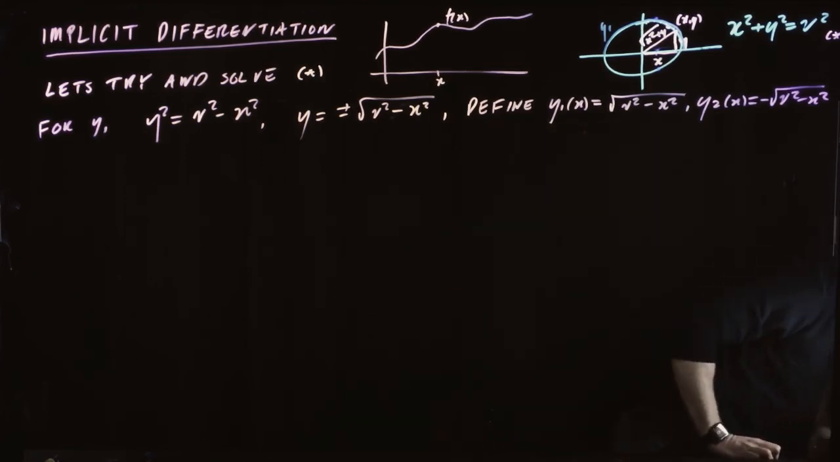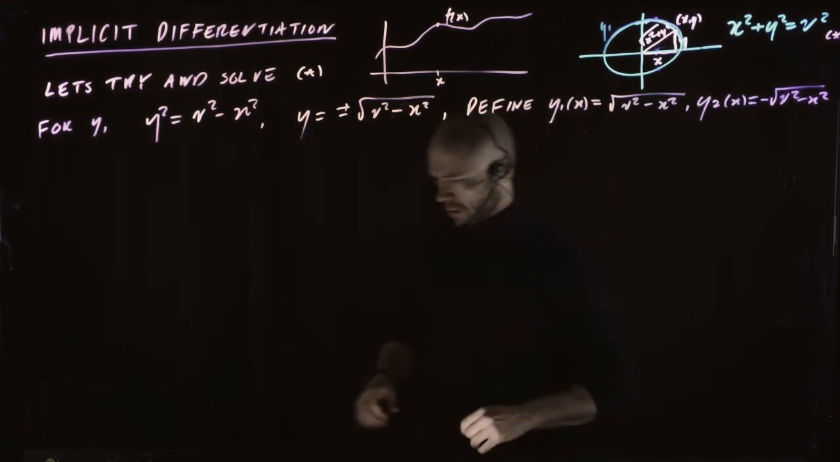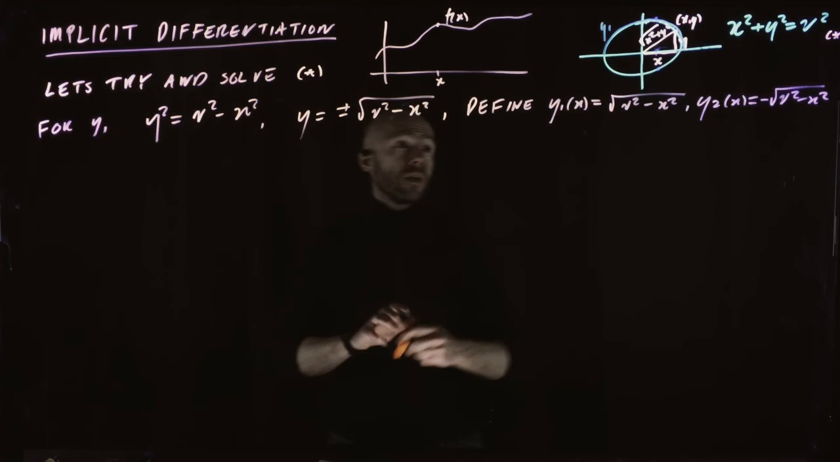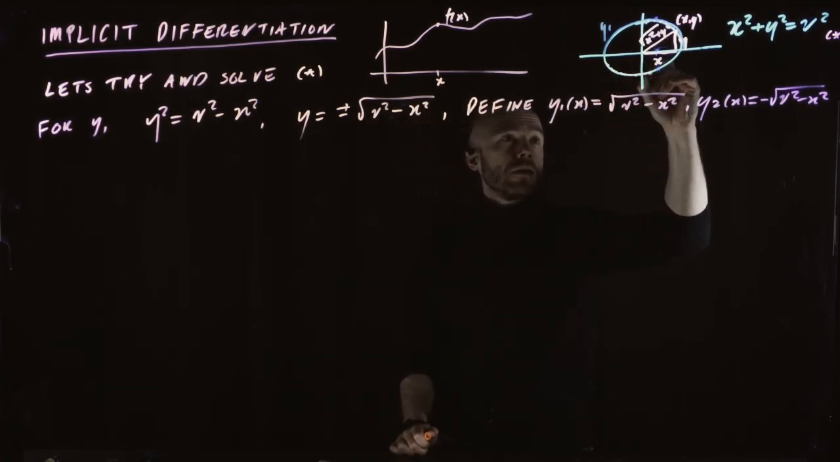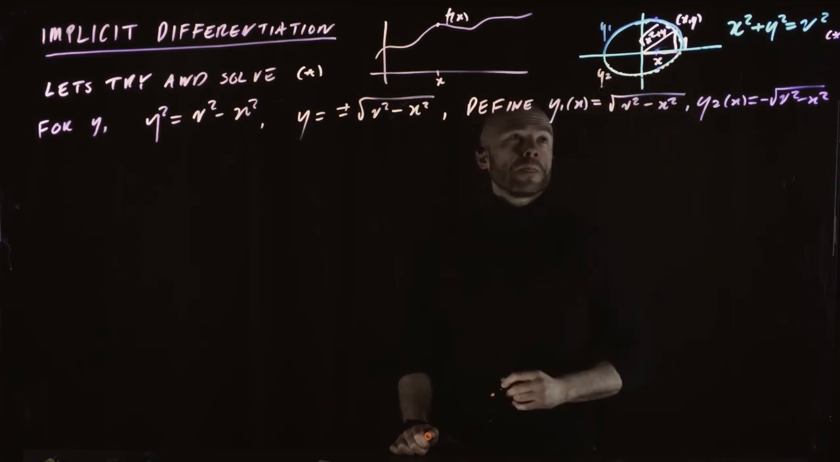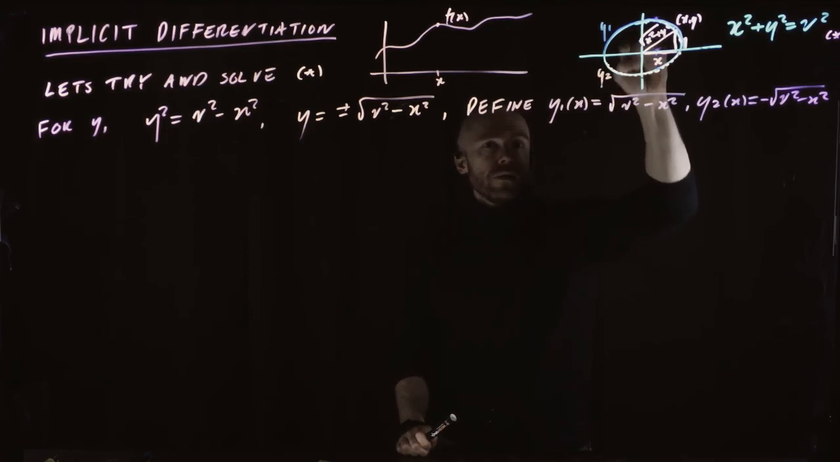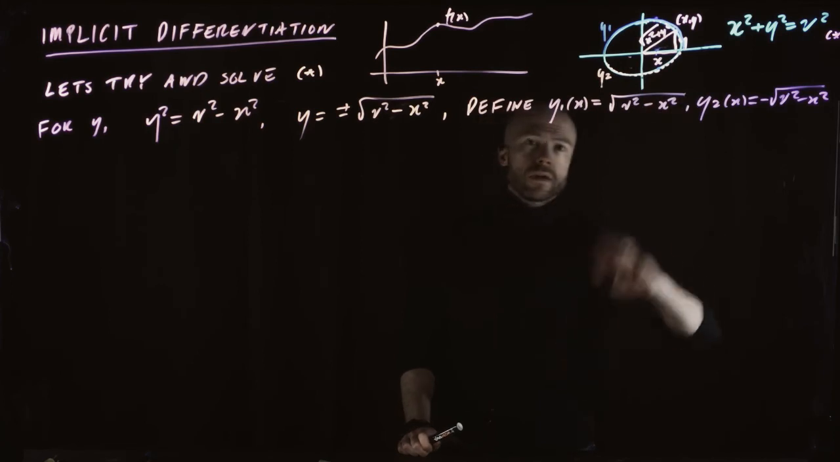Let's try and get a different color. I don't have a different color. And this part here is y2. Okay? Because this is the positive and this is the negative. So if we did that, we can describe the circle as two graphs.